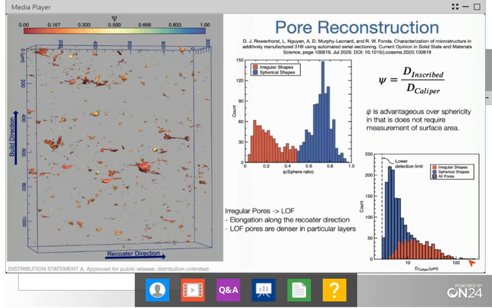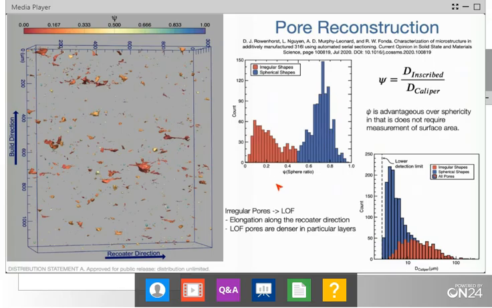Just want to point out just how skewed this distribution is. This is actually a log scale across the bottom. So we have this very large dispersity in shape and size of these pores. Now, the other thing is you can see that they line up with certain layers, and we were wondering if that has any kind of correlation with the grains that we see within the microstructure.